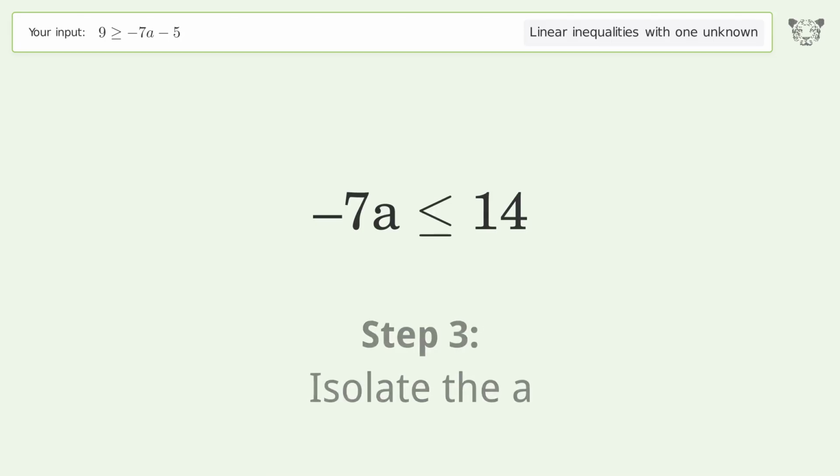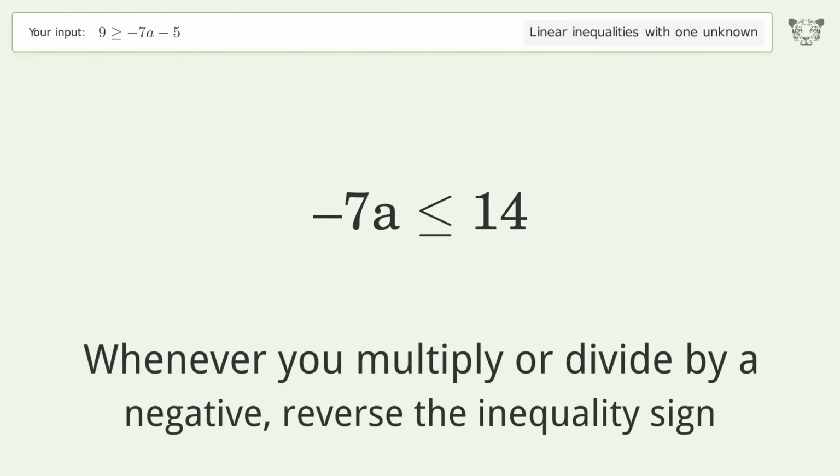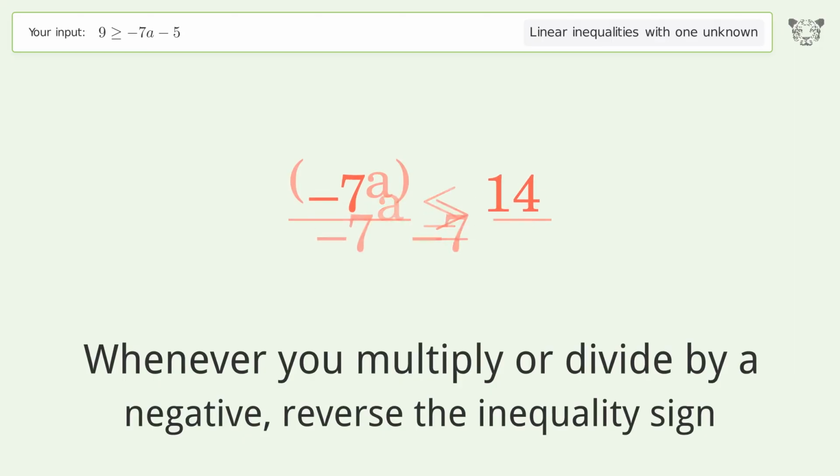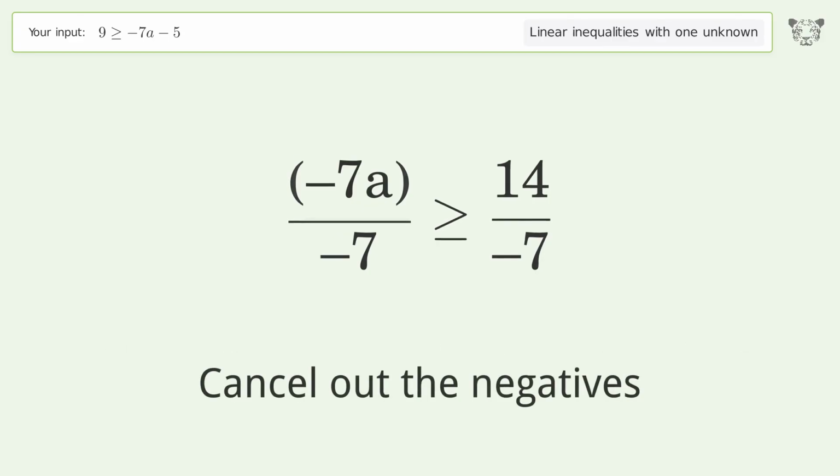Isolate the a. Divide both sides by -7. Whenever you multiply or divide by a negative, reverse the inequality sign. Cancel out the negatives.